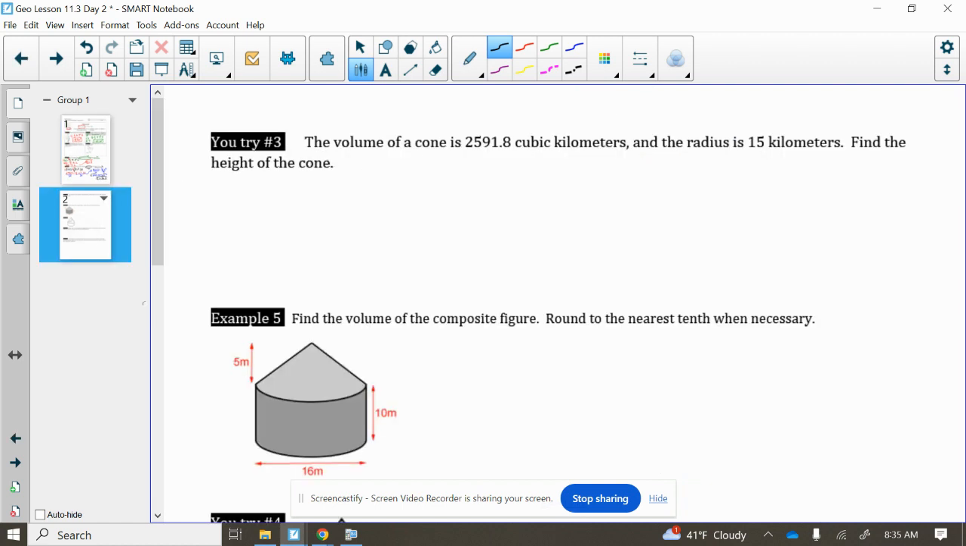On the back, there is a U try. This time you are given the volume and the radius, and you are looking for the height. Work backwards to solve.